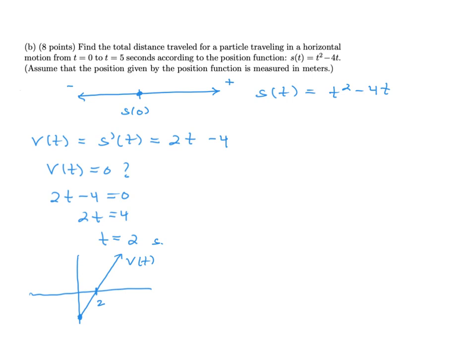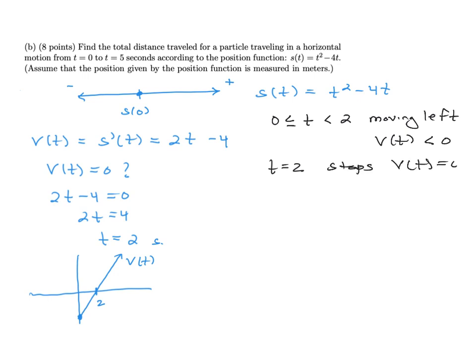So I'll note that on this interval, the interval from 0 up to and not including 2, the particle is moving left. And this is because the velocity function is negative. At 2 seconds, it stops because the velocity is equal to 0. And then if we are greater than 2 seconds, it's moving right. And that's because the velocity is positive.